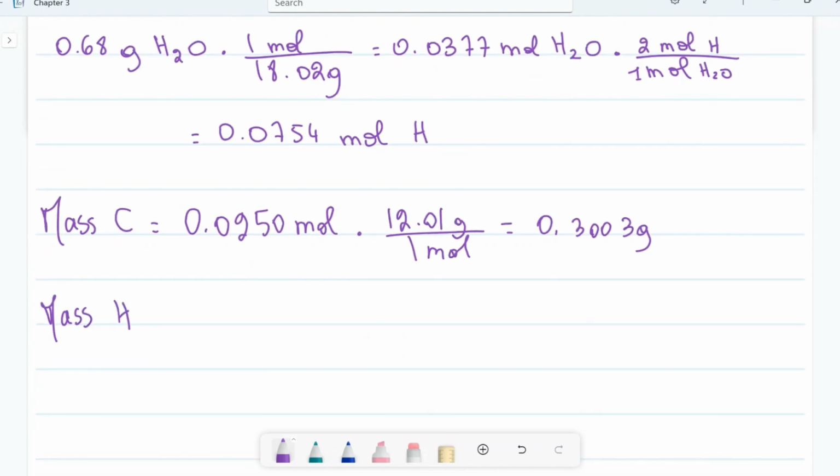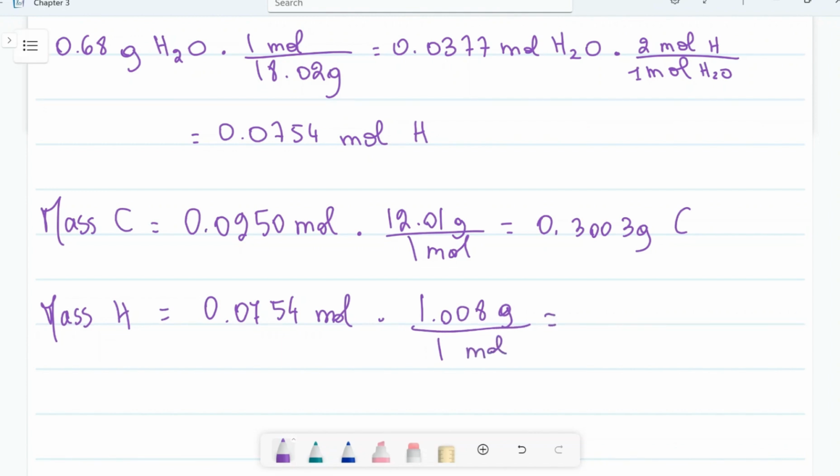Same process for hydrogen. The mass of hydrogen is equal to the number of moles, which we found earlier to be 0.0754 moles. We look at the periodic table. Below hydrogen is 1.008 grams per mole. So this would equal 0.0760 grams of hydrogen.